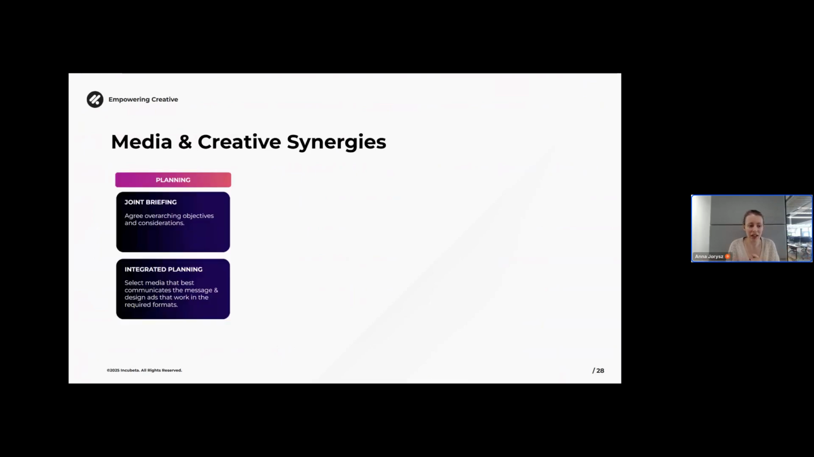And then the second thing I wanted to dive into a bit is what I was talking about in terms of synergies between media and creative. There are four areas, again, to focus on here. And the first is planning.